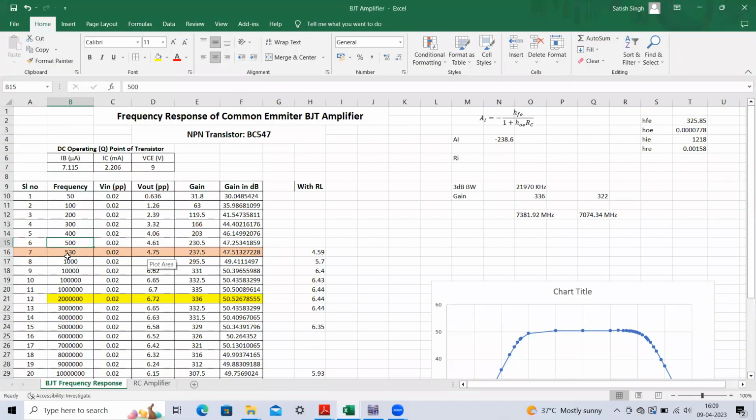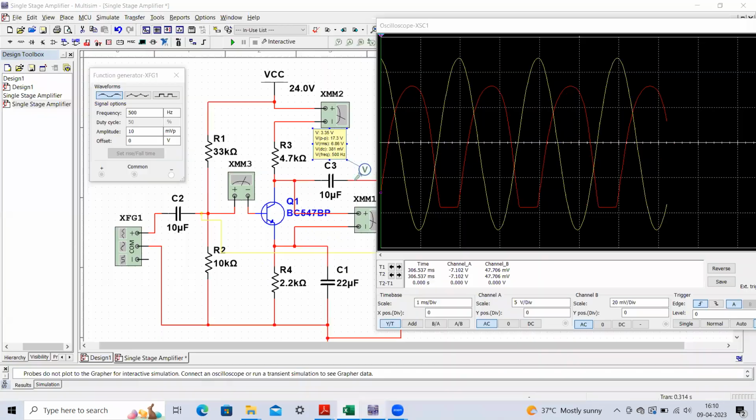Now we can observe the other values. Here I have already conducted this experiment, and I will be showing you a few of the readings. This setting corresponds to 200 kilohertz. This is 1 kilohertz, this is 10 kilohertz, this is 100 kilohertz, and this is 1 megahertz. This is 2 megahertz, right? So let me make it 2 megahertz.